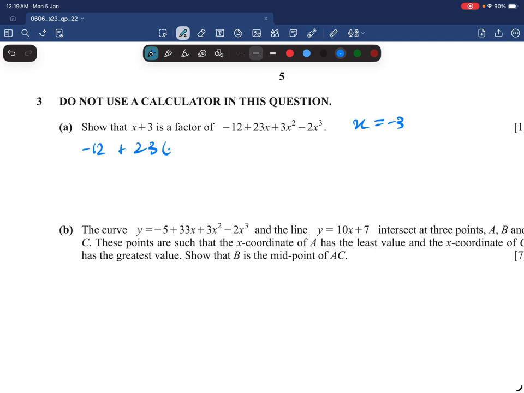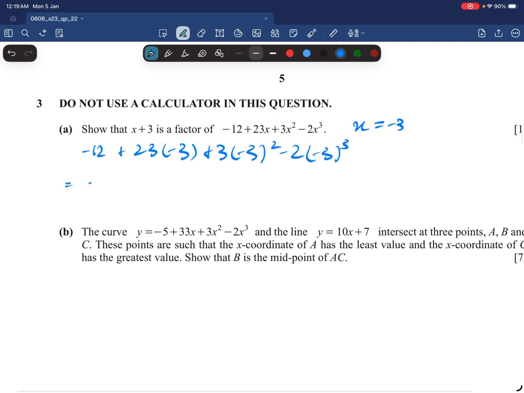So plugging in x equals minus 3: plus 3, minus 3 whole squared, minus 2 minus 3 whole cubed, is equal to minus 12. That'll be 23 into minus 3. Do not use a calculator for this. 23 into 3, 69, minus 69, and that'll be minus 3 whole squared. That'll be 9, 9 into 3 plus 27, and minus 27 into minus 2, that'll be plus 54. Yeah, and this should be, let me see, yeah, it's equal to 0. Okay, so shown.